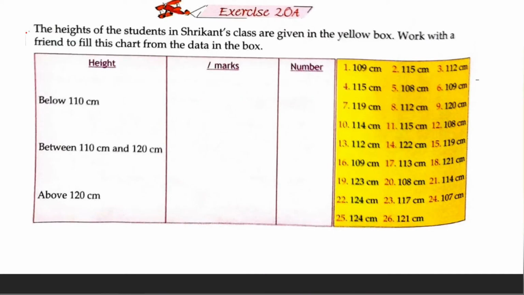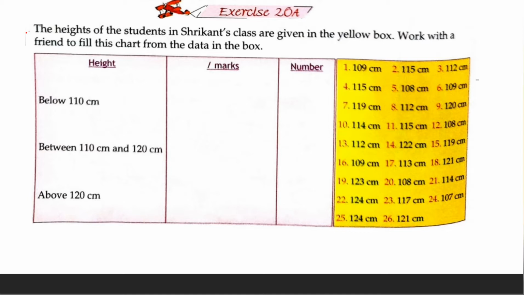Our first question is: the heights of students in Shrikant's class are given in the yellow box. Now we have to arrange this data accordingly. In the first column, we are asked for height: below 110 centimeter, between 110 and 120 centimeter, above 120 centimeter. And in the second column we have to mark tally lines, and we know how to mark these lines. After 4 we have to cross it for 5, right? And in the third column, we have to write the number.